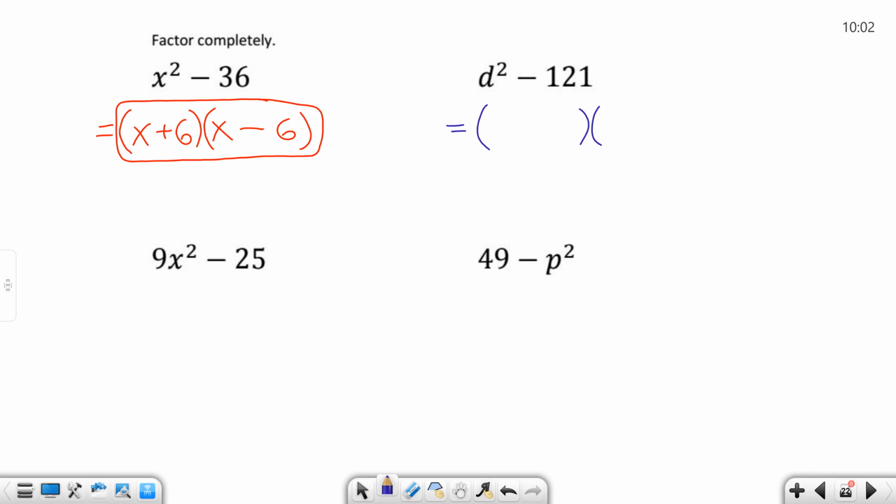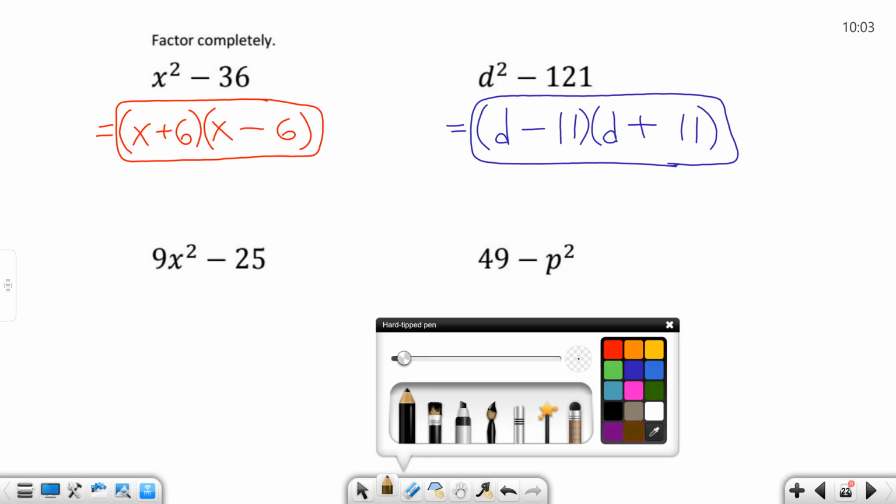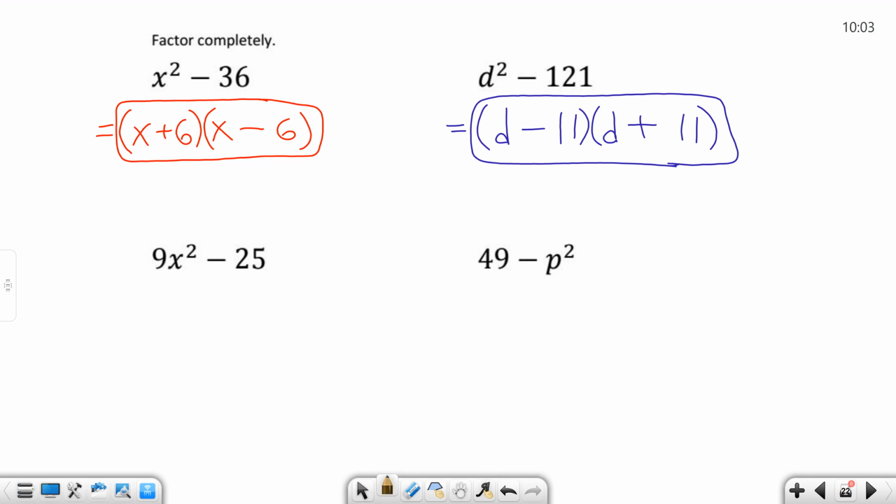What do I square to get the d squared? What do I square to get that d, right? So put a d first, and d squared is first, so the d's come first. What do I square to get 121? 11. So then I put the 11s last or second in the parentheses, and then one of them is minus and the other's plus. This time I put the minus first. It doesn't matter. You can put the plus first or the minus first. It doesn't matter. So let's look at the next one here.